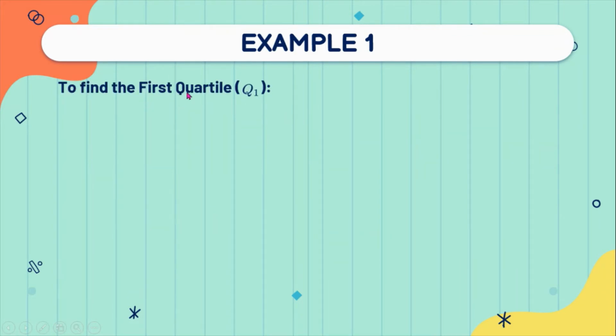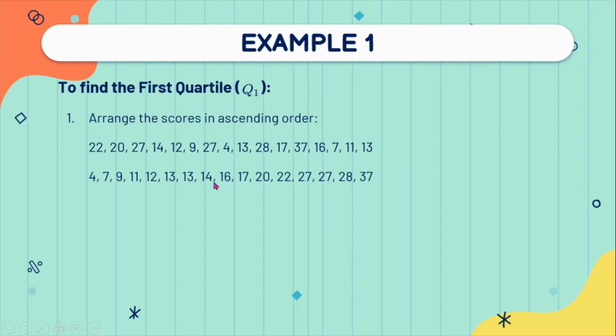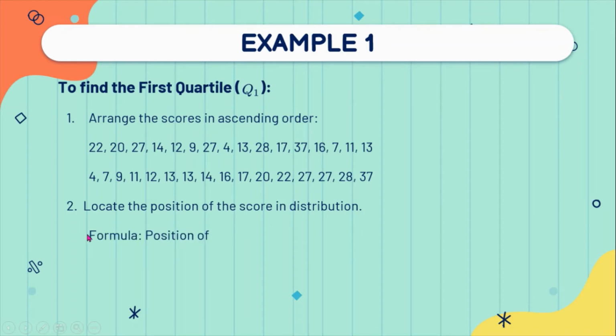To find the first quartile or the Q sub 1, first, arrange the scores in ascending order. So from this to this. This is already arranged in ascending order. Next, locate the position of the score in the distribution. We will use this formula: Q sub 1 is equal to n over 4 plus 1 half. Our k here will be just 1, that's why it is n over 4 plus 1 half.